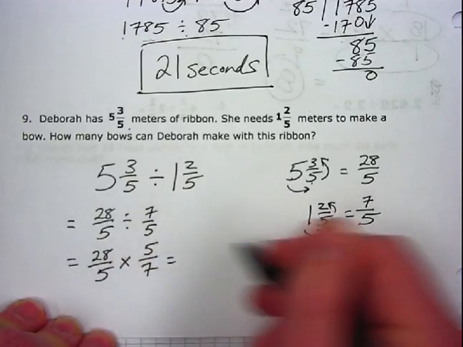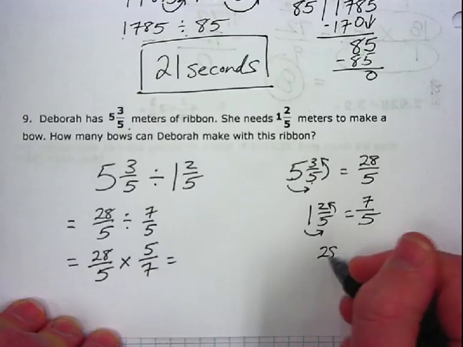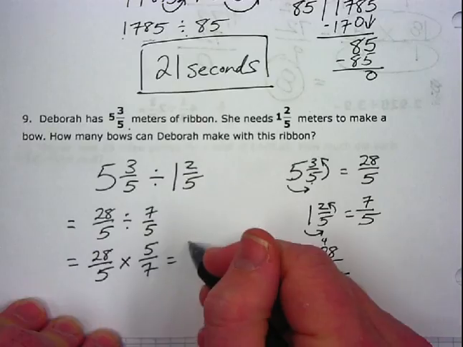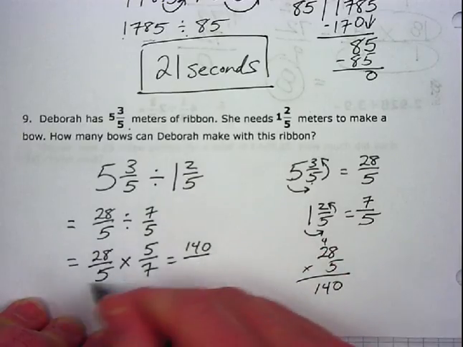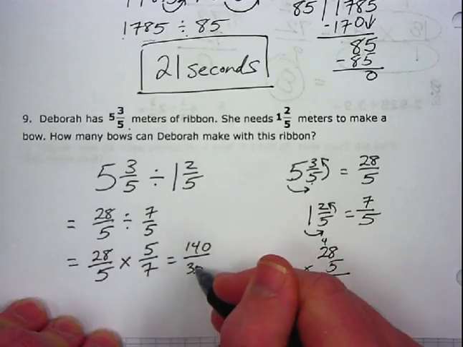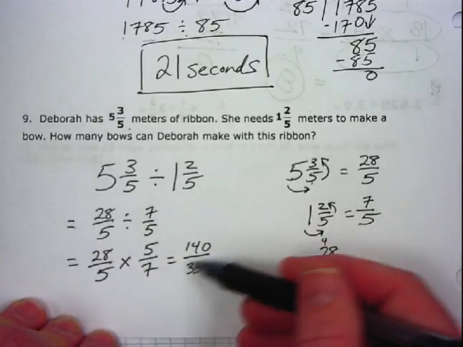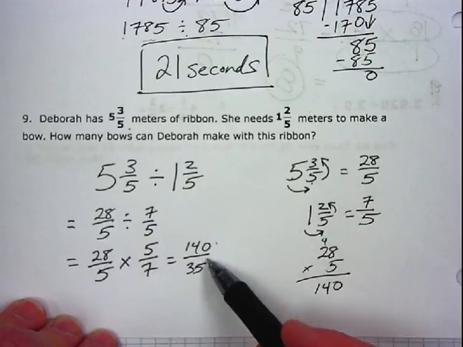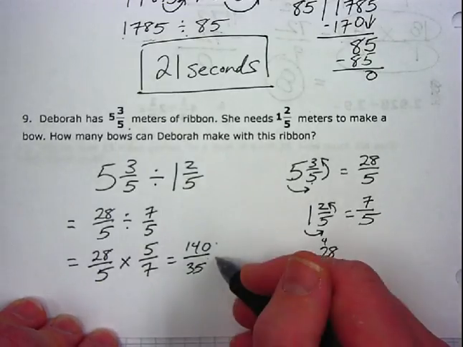28 times 5. I don't know what that is off the top of my head, so I'm going to come over here. 5 times 8 is 40. Carry the 4. That's 140 over 7 times 5 is 35. And I know that any fraction is actually just a division problem, so now I have to say 140 divided by 35 to figure out what my mixed number would be here.